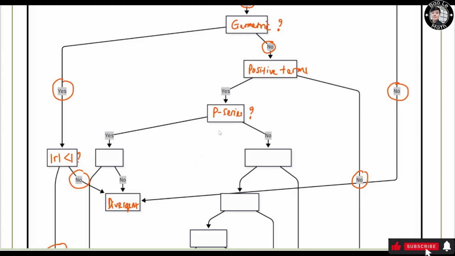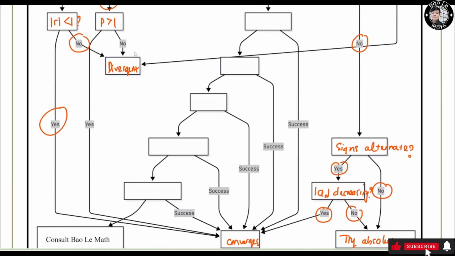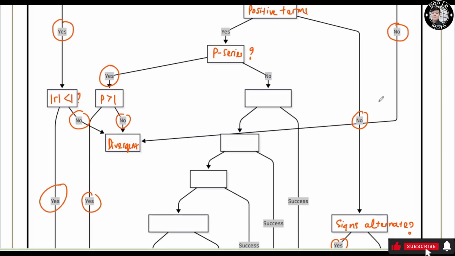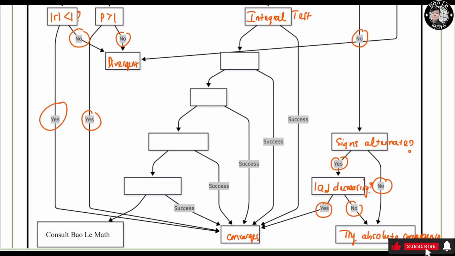If there are positive terms, we think about the p-series first. Check to see if this series is a p-series. If it is, check to see if p is greater than 1. If yes, the series converges. If no, the series diverges. What if the series is not a p-series? Think about the integral test. If it works, the series converges.